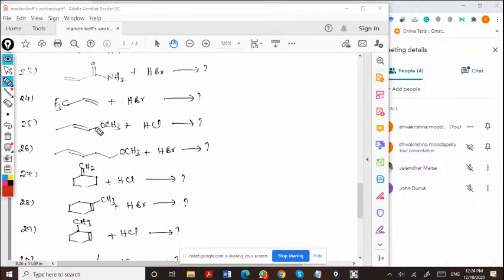Next, trichloromethane. This is also a withdrawing group. So the carbocation will generate here, bromine will attack here. So here it is minus I. This is a little bit important.